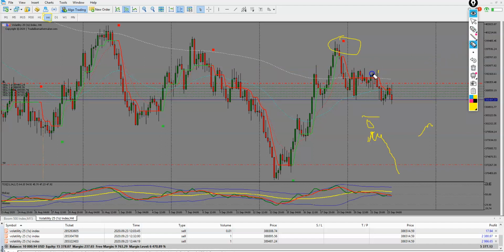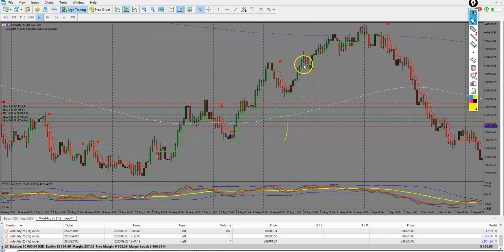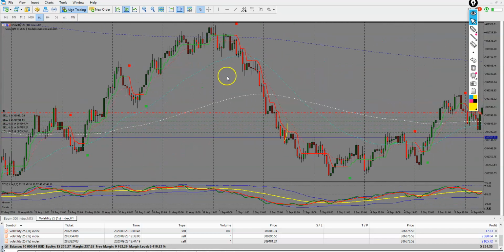Okay, let me switch to a lower time frame. If you know the market maker strategy, you will see this. It's a W. It's level 1, then pullback, then level 2, then pullback, level 3. You can see this looks like a head and shoulders pattern.